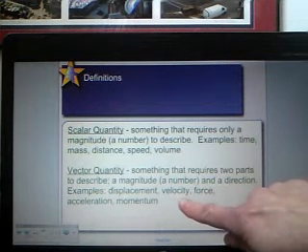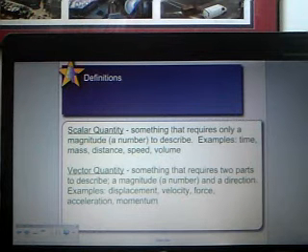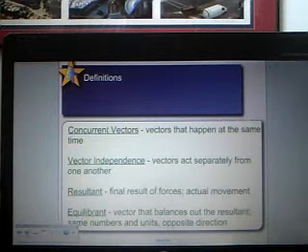A velocity, however, is a vector quantity. Vectors require two parts, both a magnitude and a direction. So you would need both to describe a vector quantity.